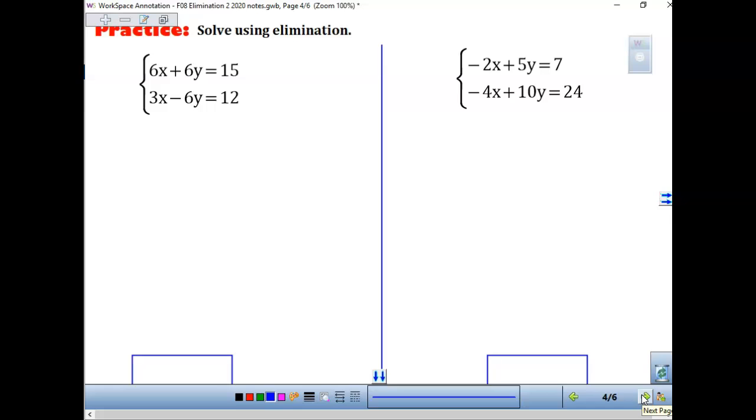So we have 2 more. The first one, nice and easy. Can you add it together right away? Please do so.